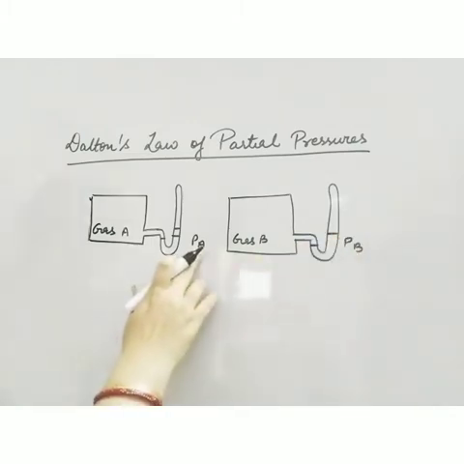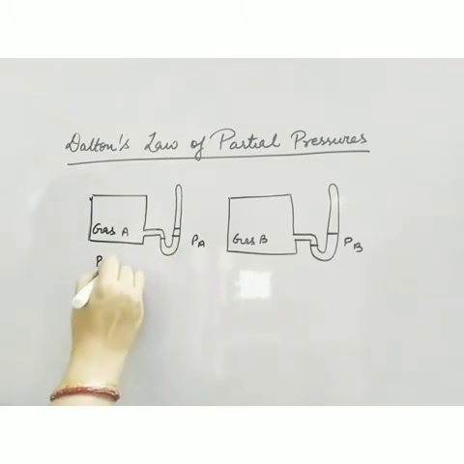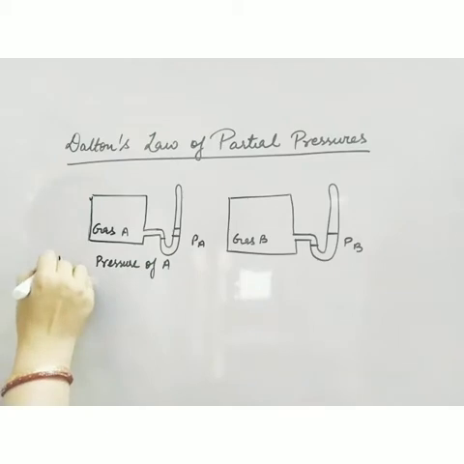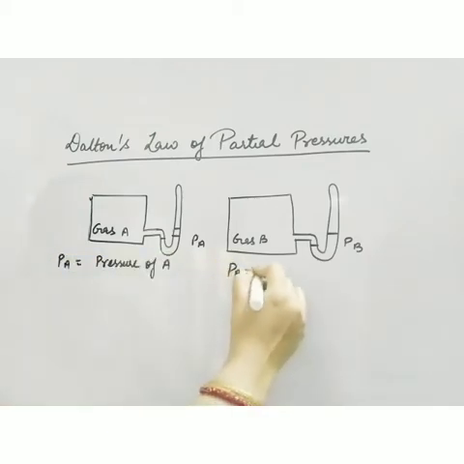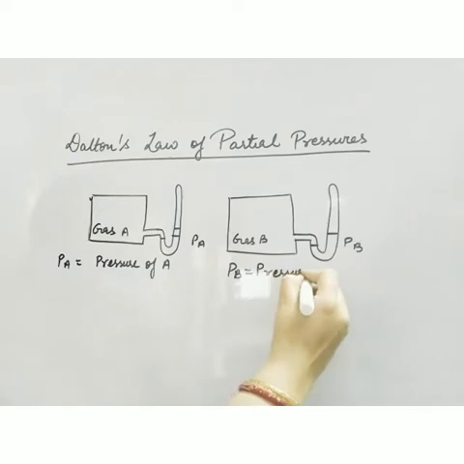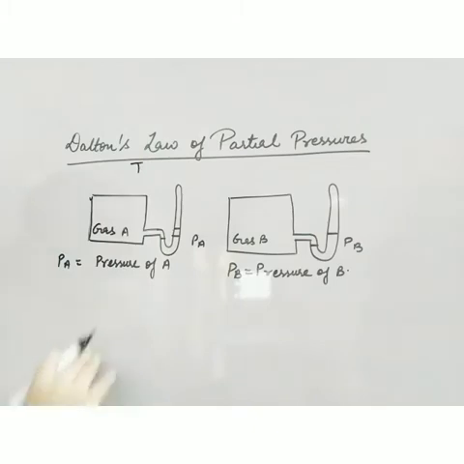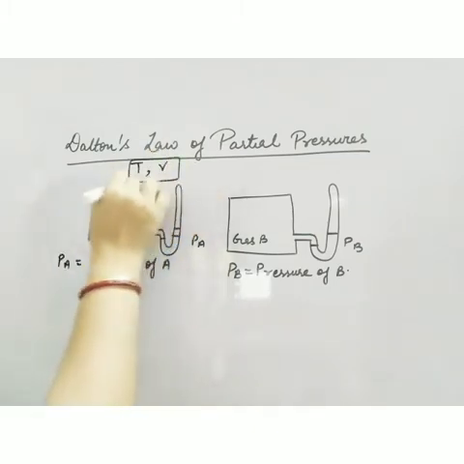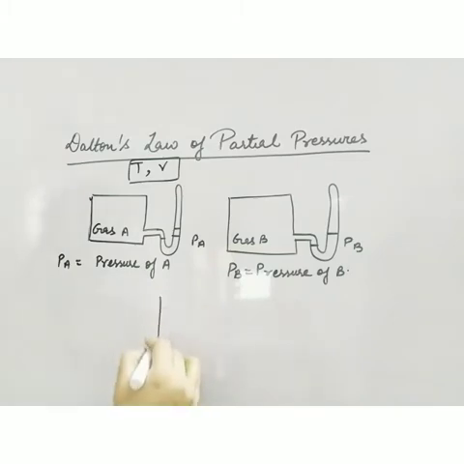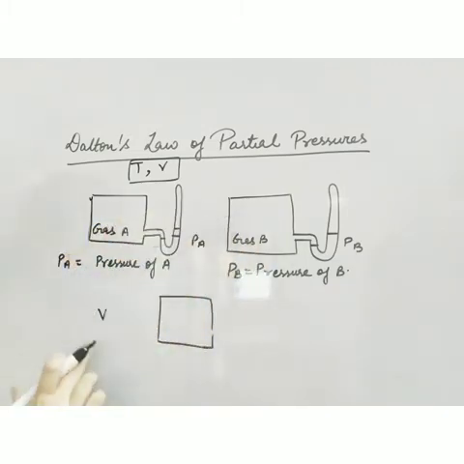So PA is the pressure of gas A and PB is the pressure of gas B. The two containers are at the same temperature, the two containers are having the same volume, so temperature and volume is constant. Now I will take another container, and the third container is also having the same volume. Suppose it is 1 liter, so this is also 1 liter, and it is also placed at the same temperature. This is an important condition, that temperature and volume has to be the same for the three containers.